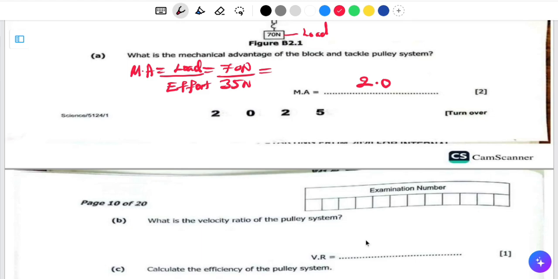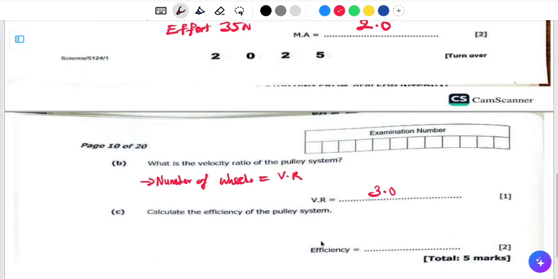So the velocity ratio is going to be equal to 3. No need of calculating. Or you can give a statement if you want by saying the number of wheels equals the velocity ratio, then you say 3. One thing that you need to understand here is that the number of wheels is equal to the velocity ratio. That is one thing that you need to know.